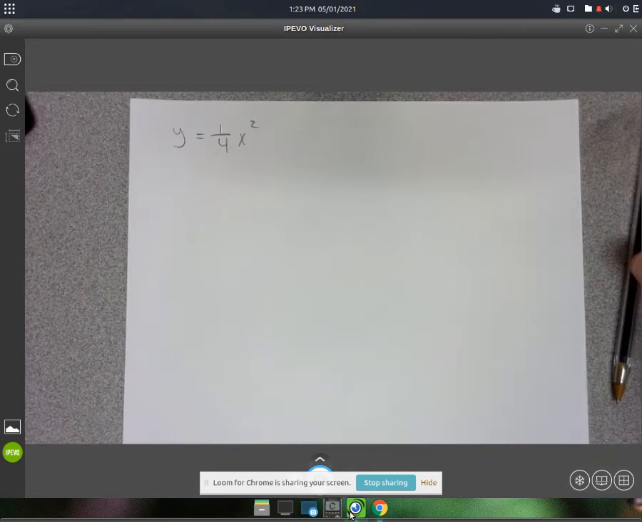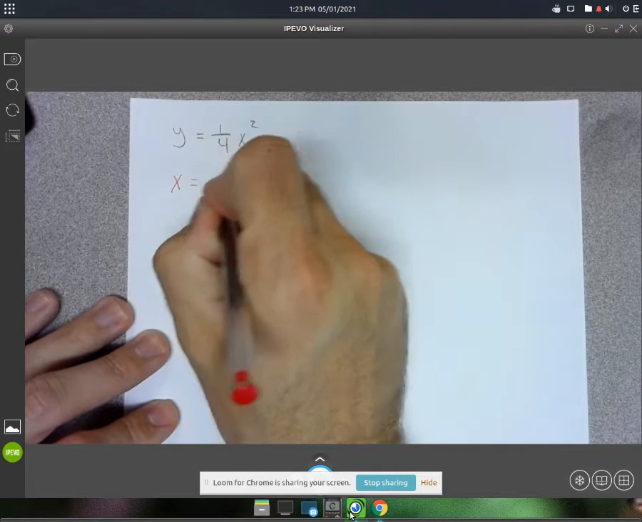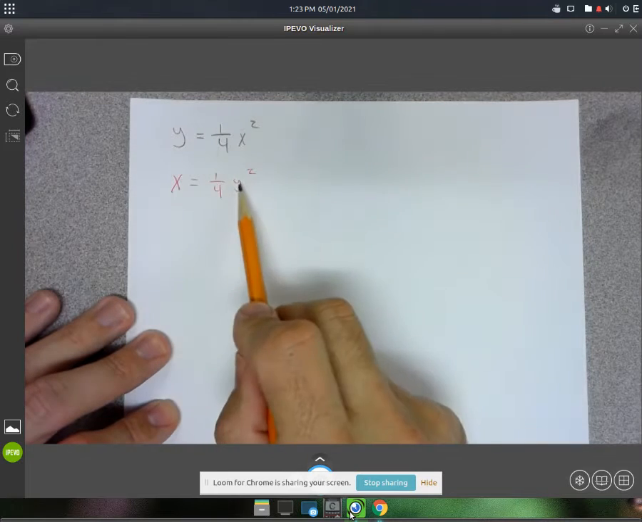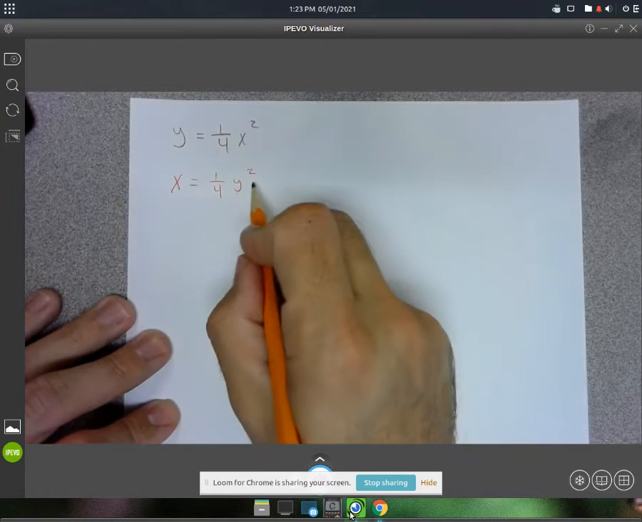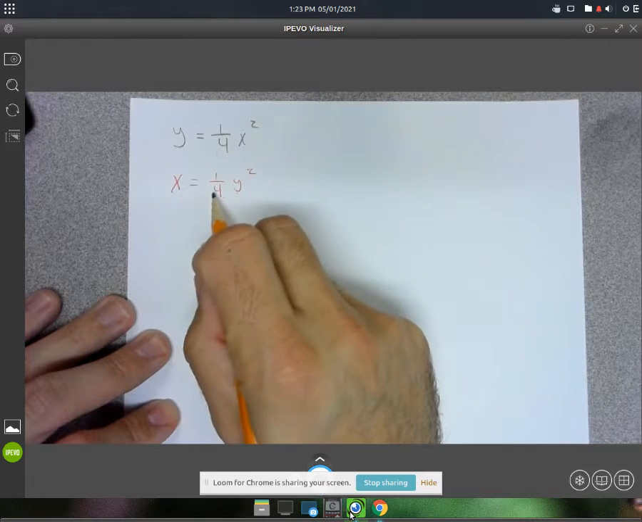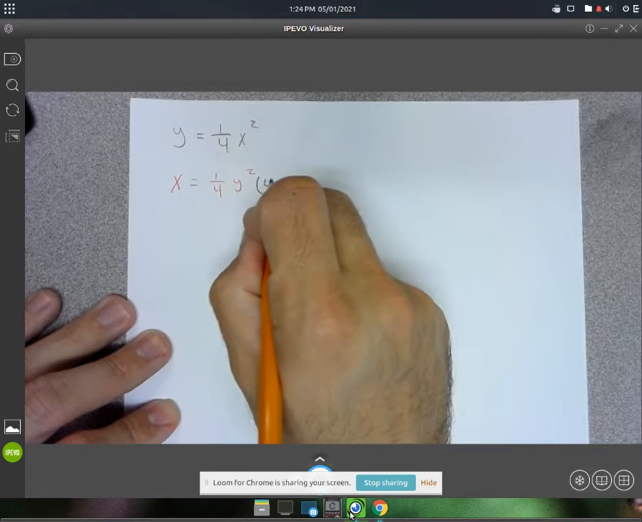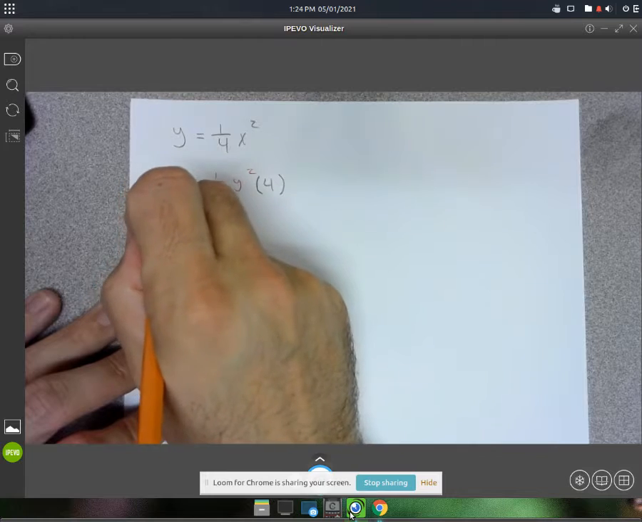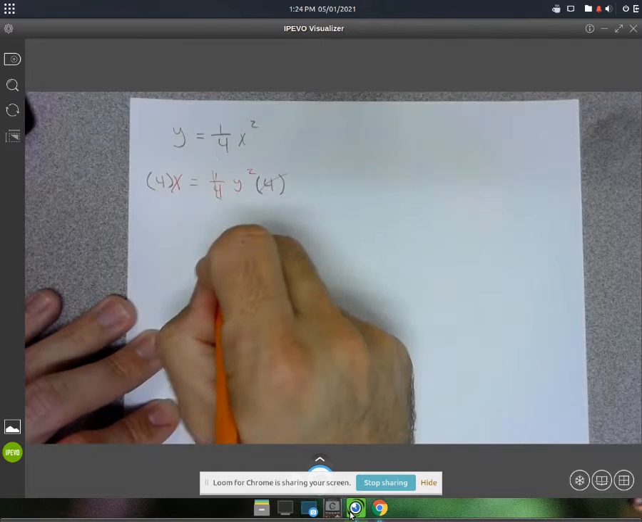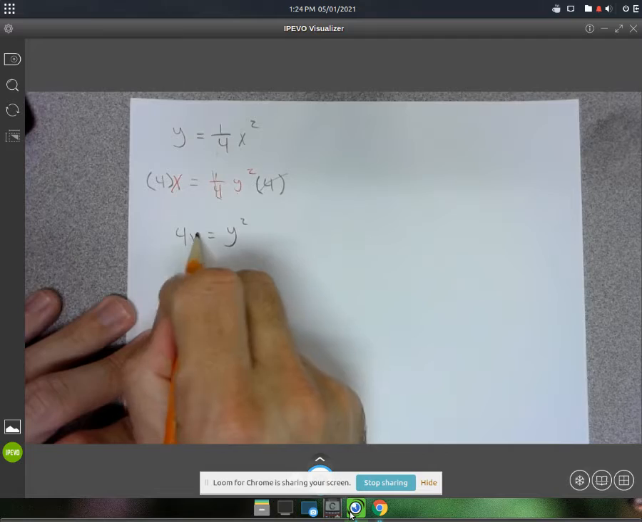So here we go. To find the inverse, you start by swapping the x and the y. So you get x equals 1/4 y squared. And then we're going to solve this for y. Before I square root both sides, I'm going to go ahead and multiply by 4. Yeah, I could divide by 1/4, but no one does that. They always multiply by 4. That's going to cancel out the 1/4, and so I get y squared is equal to 4x.